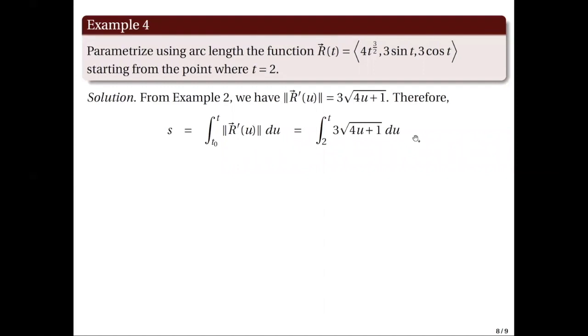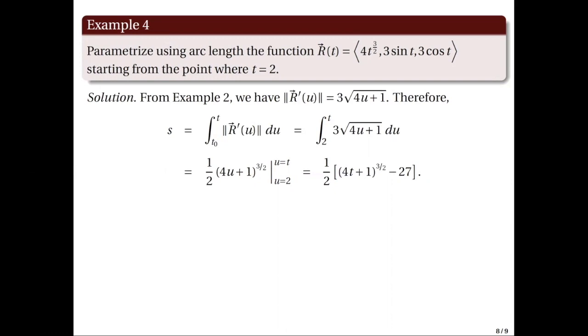You can check that an antiderivative for this function is 1/2 times (4u plus 1) to the 3 halves, and we evaluate u from 2 to t. We get the following expression. This is the value when u is equal to t. This is the value when u is equal to 2. 1/2 is factored out. We are able to write s as a function of t.